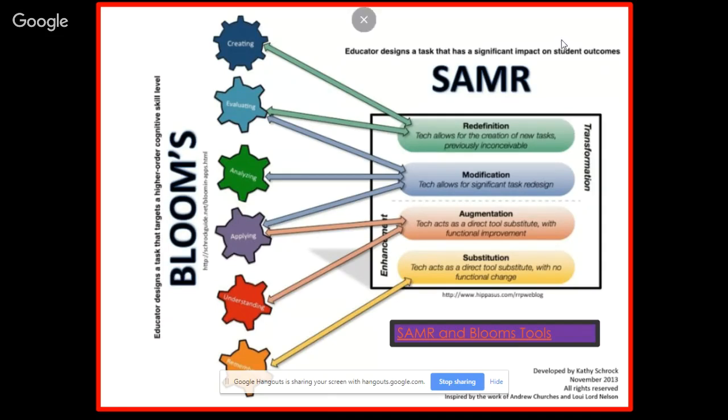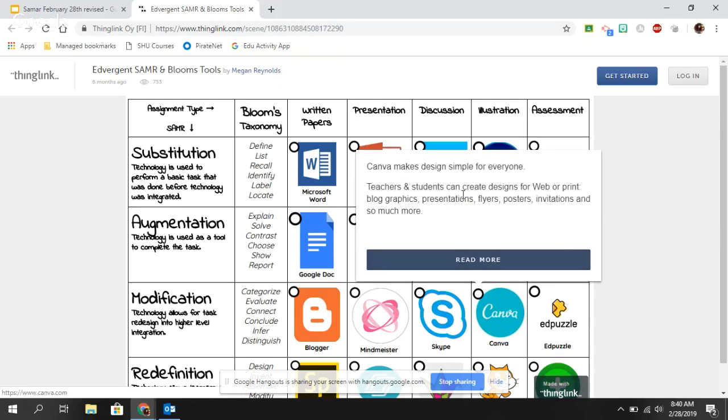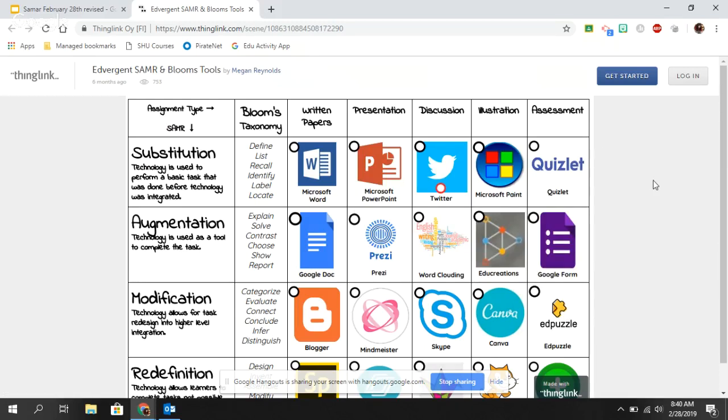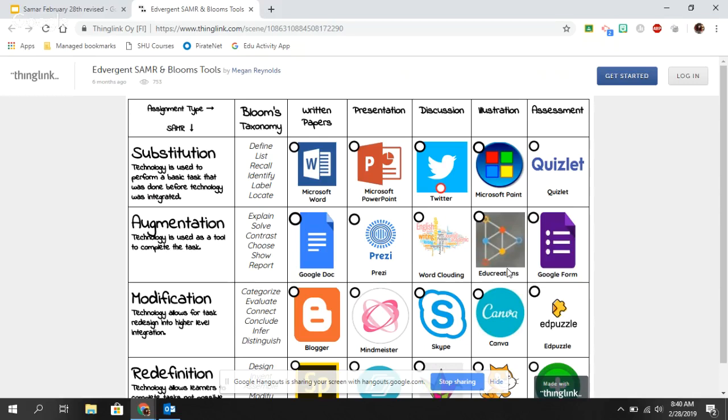I just have a link to share some tools that you can use. Some of these tools are outdated, but it's just the idea of how it correlates to Bloom's. So the substitution level, here are the verbs: define, list, recall, identify, label, locate. And if you go across, these are some of the tools that you can use with this level. Augmentation, the same thing. It gives you the level, gives you the verbs, and when you get up to redefinition, it's design, invent, modify. These are just some of the tools and some of the ways that you can look at this and evaluate how you're using technology in your classroom.